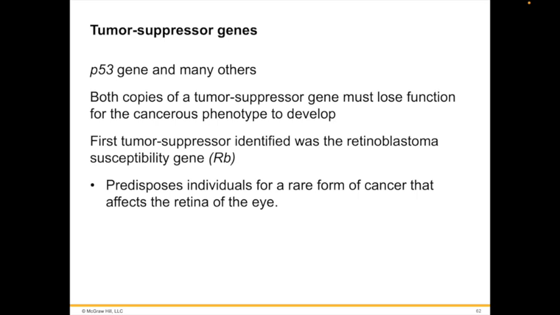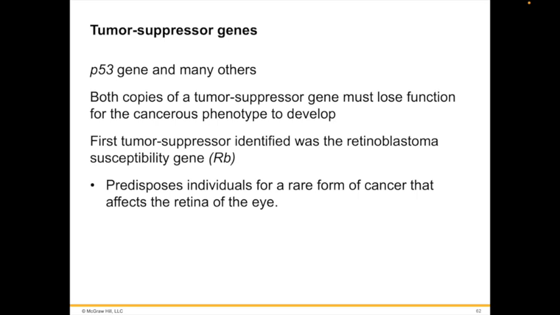The first tumor suppressor gene identified was the retinoblastoma susceptibility gene, or RB, which predisposes individuals to a rare form of cancer that affects the retina of the eye. The role of the RB protein in the cell cycle is to integrate signals from growth factors. The RB protein is called a pocket protein because it has binding pockets for proteins. Its role is therefore to bind important regulatory proteins to prevent them from stimulating the production of cell cycle releasing proteins such as cyclins or CDKs.